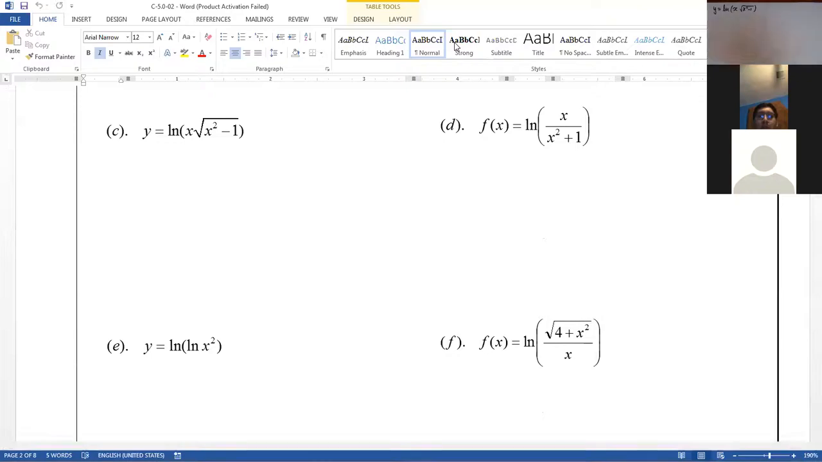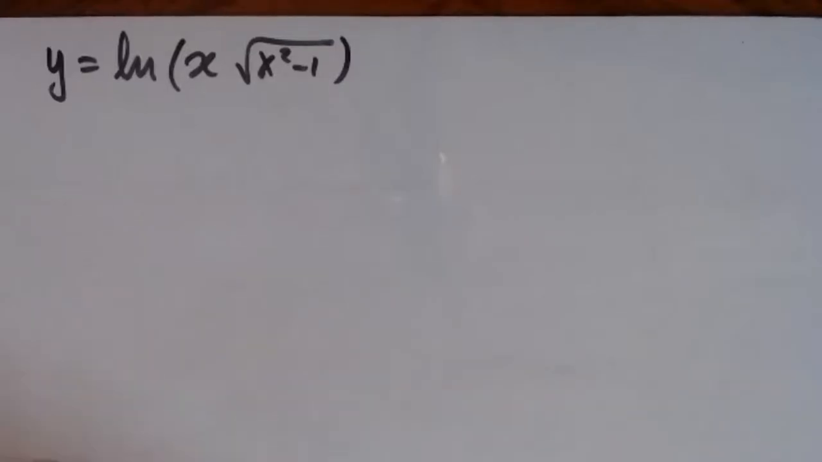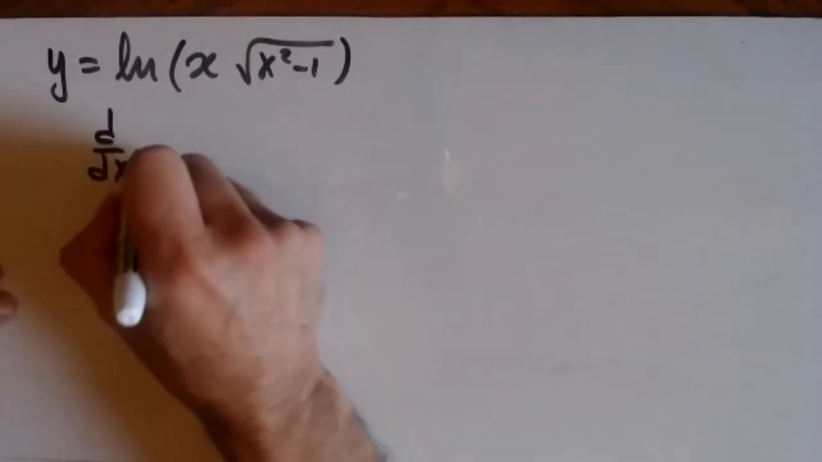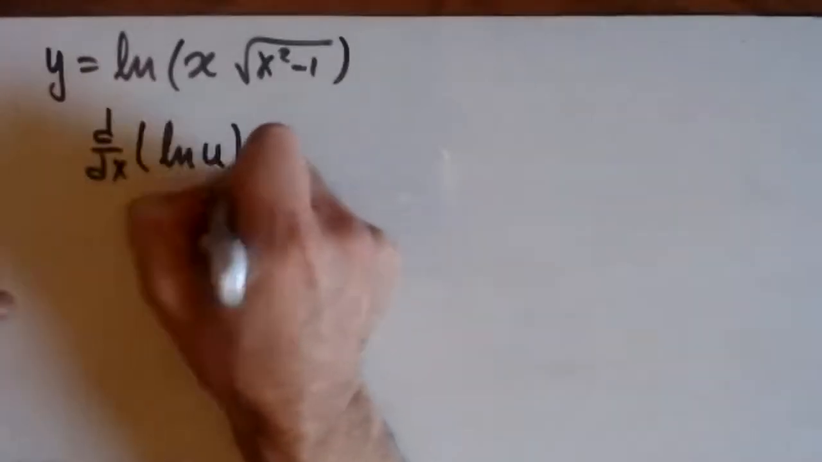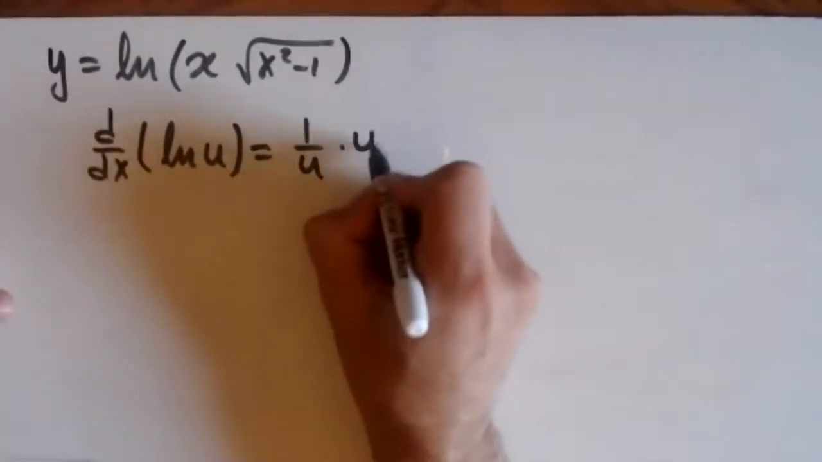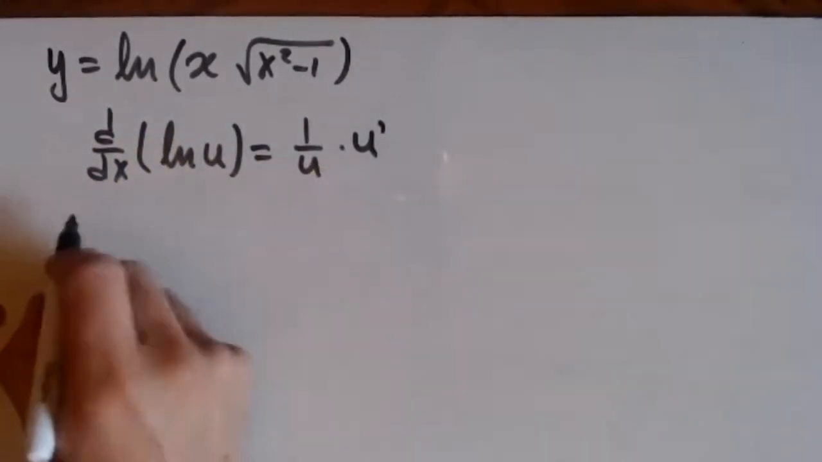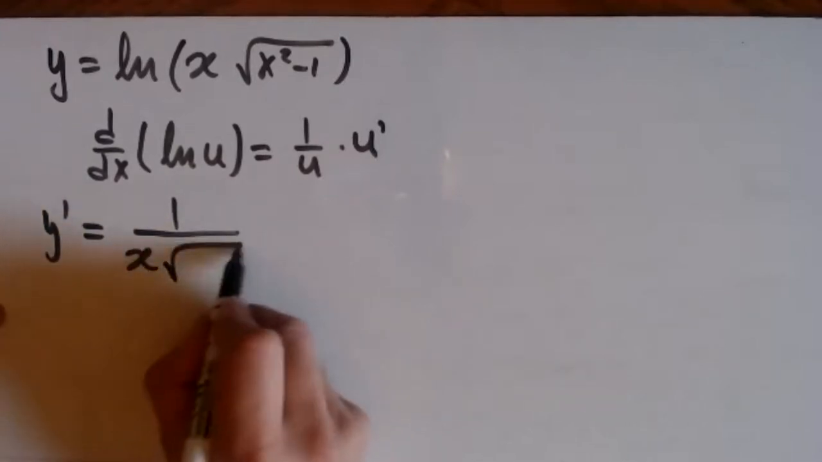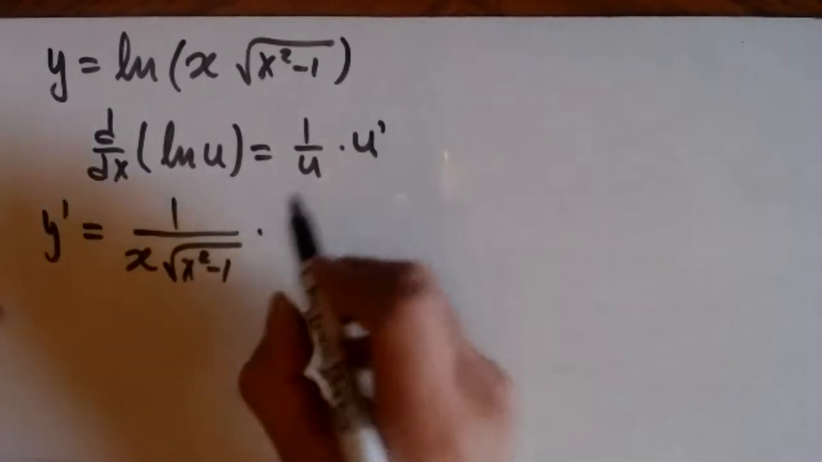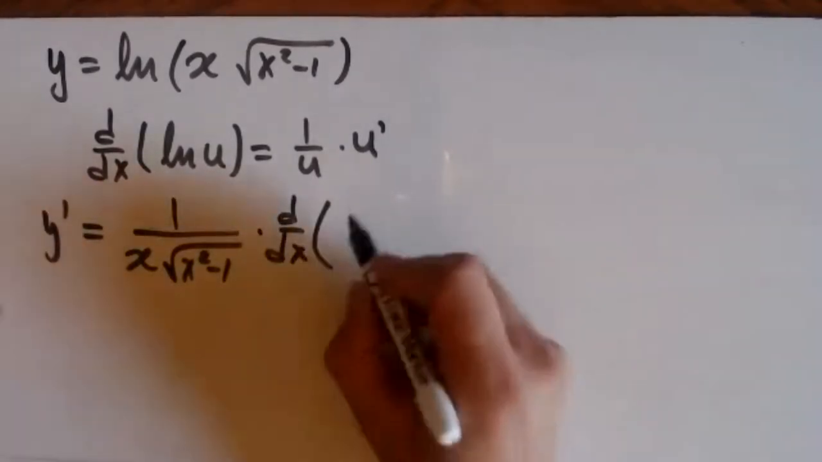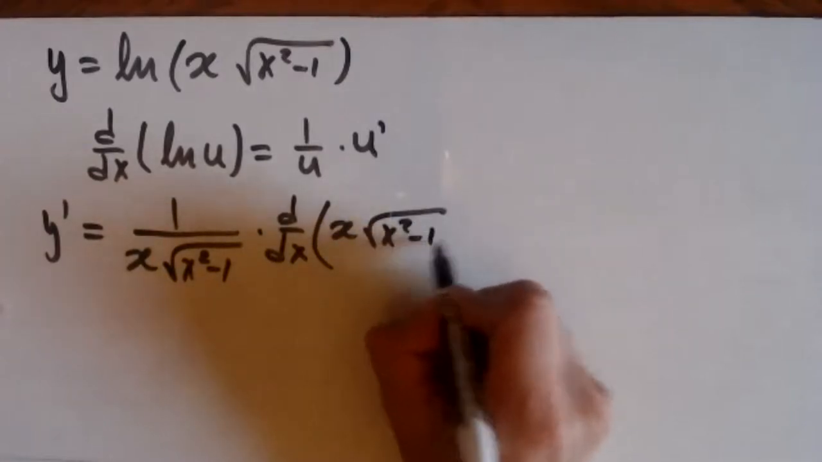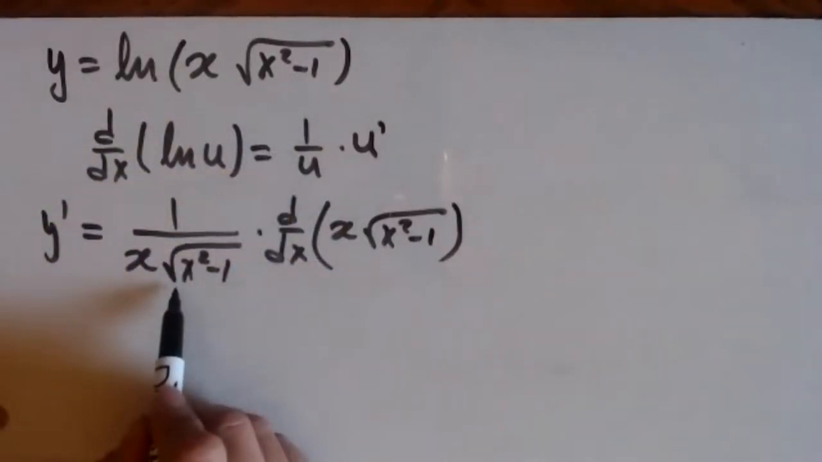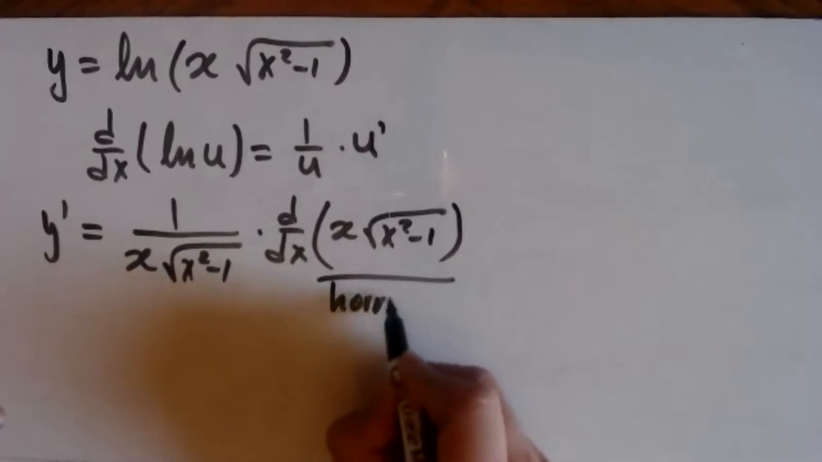Let me just go back to my board. Okay, here is the expression on my board. Now, what rule I have to use? Well, I have to remember that the derivative with respect to x of ln of u has to be 1 over u times u prime. Well, this is easy to calculate then. So y prime has to be 1 over x square root of (x squared minus 1) times the derivative with respect to x of (x squared minus 1). Okay. The first step was easy. Just take the reciprocal of this thing. But the second one is going to be horrible.